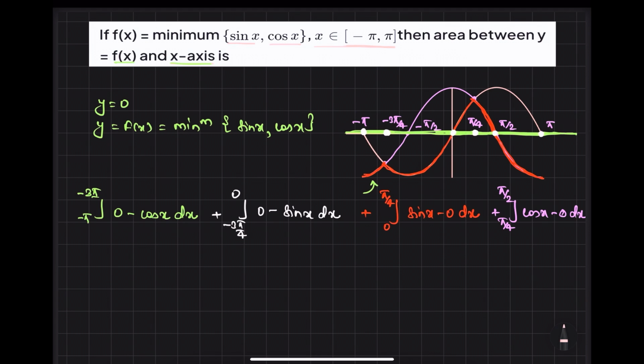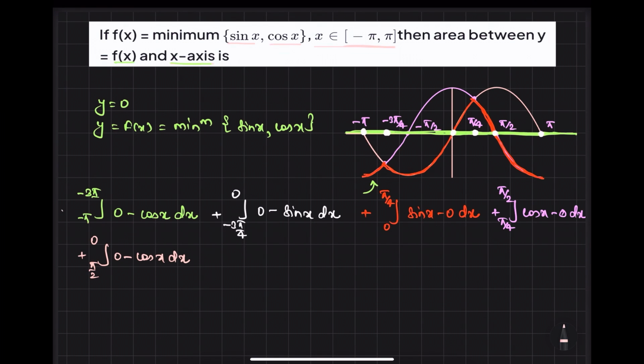to pi. So it is plus, pi by 2 to pi. Who is above? The green is above. So you will write 0 minus, the red part belongs to what? Cos function. Cos x dx. Okay. So this way we have broken down everything.